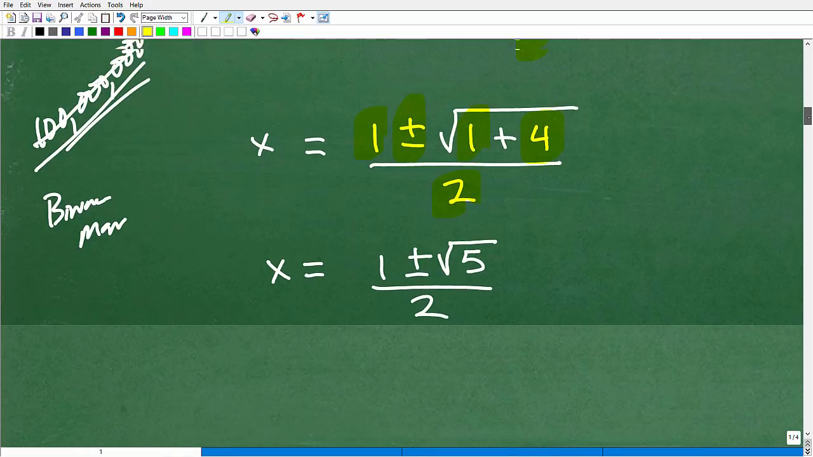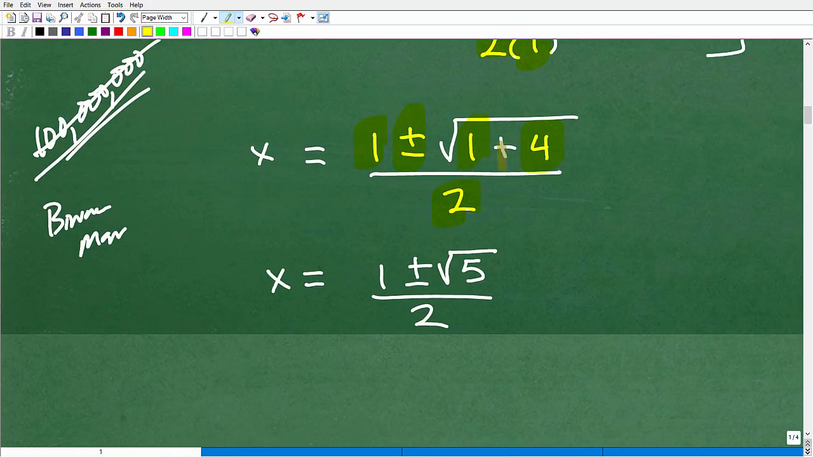And now I'm going quickly here. Again, you need to practice the quadratic formula. I have tons of videos on this in my algebra playlist on my channel. So 1 plus 4, that's 5. So 1 plus or minus the square root of 5 over 2. This is the final answer.